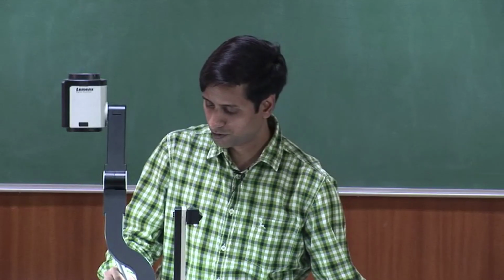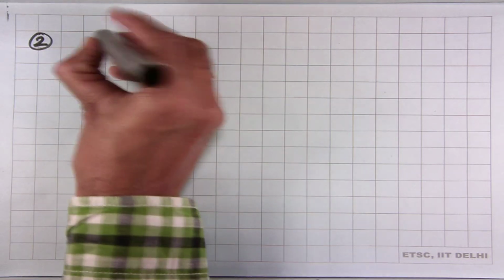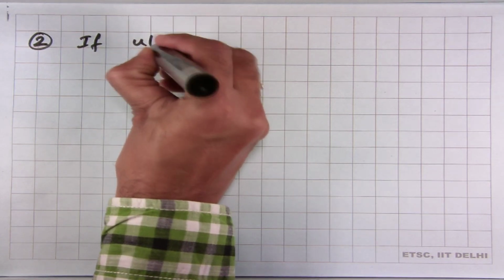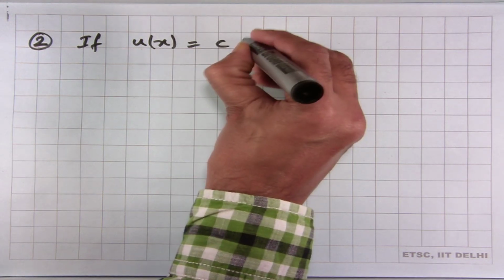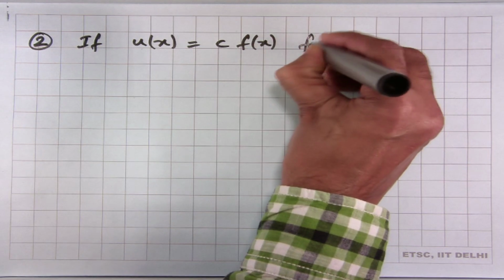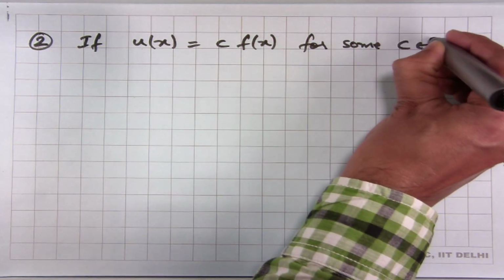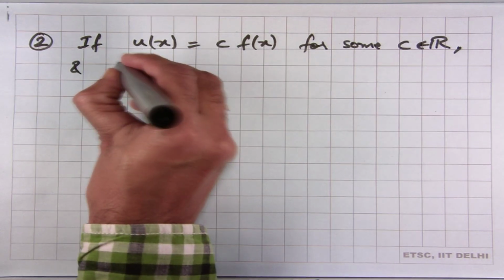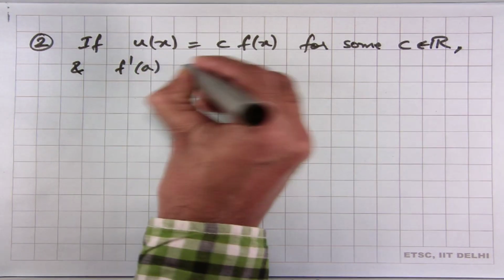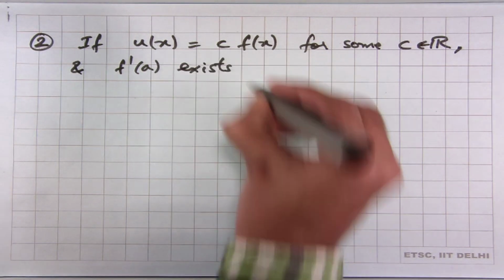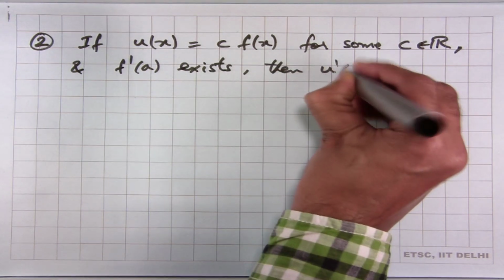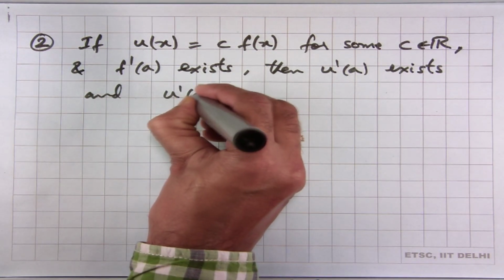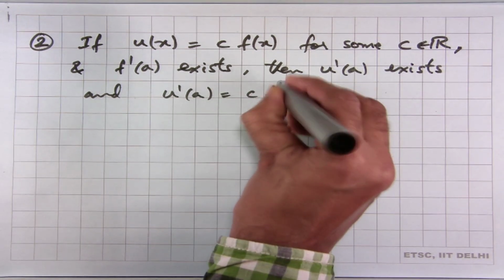Another important property is that if I write u(x) equal to some constant c times f(x), for some constant c in the real numbers, and f prime a exists, that is f is differentiable at a, then u prime a exists and u prime of a is equal to c times f prime a.